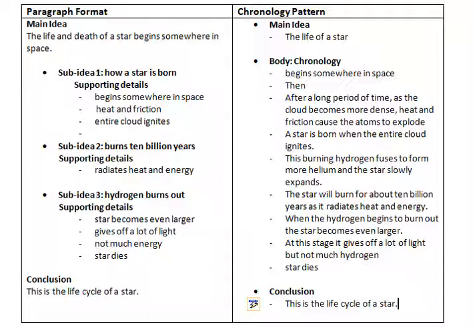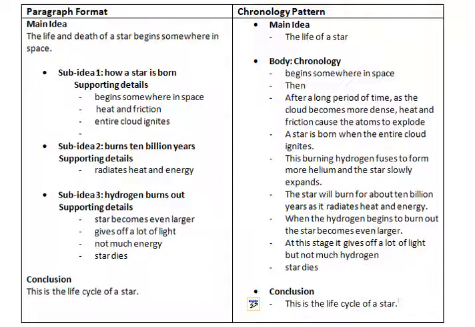Paragraph format. Main idea. The life and death of a star begins somewhere in space. Sub-idea 1. How a star is born. Supporting details. Begins somewhere in space. Heat and friction. Entire cloud ignites.